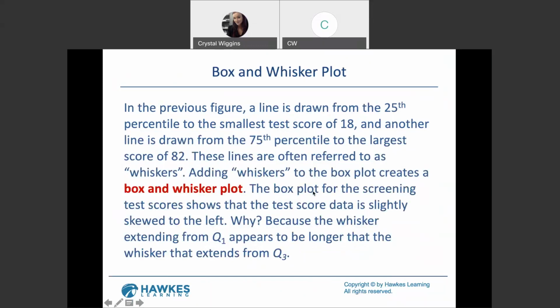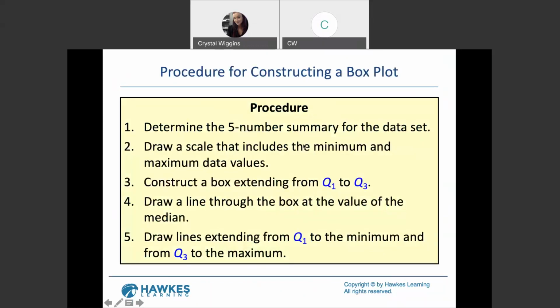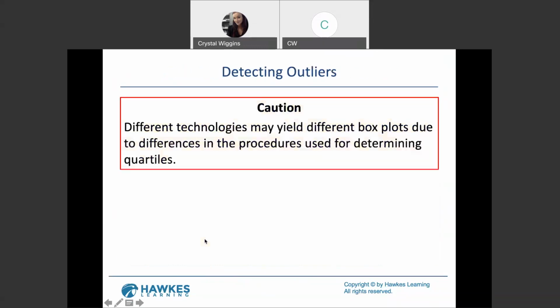Okay. Now, determining the 5-number summary is the first step for drawing a box plot. And then you have to draw a number line. That's really important because anybody could draw a box that's symmetric and then label it, and that kind of defeats the purpose of seeing what the shape of the distribution is. Construct the box as I showed you from Q1 to Q3, draw a line vertical through the box at the median, and then extend the whiskers to the minimum and the maximum.